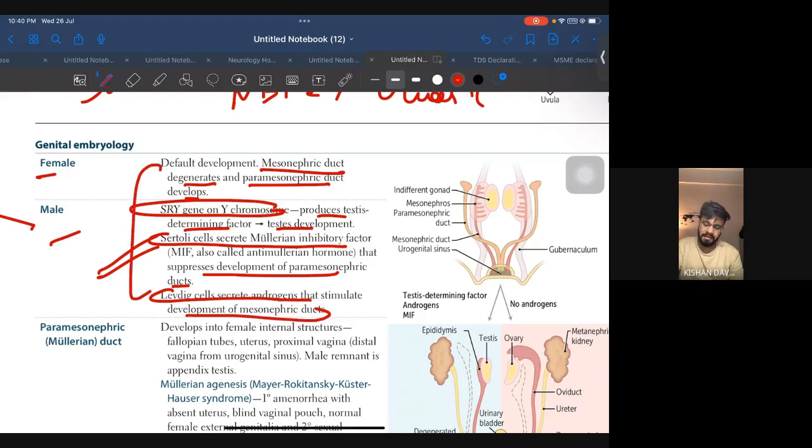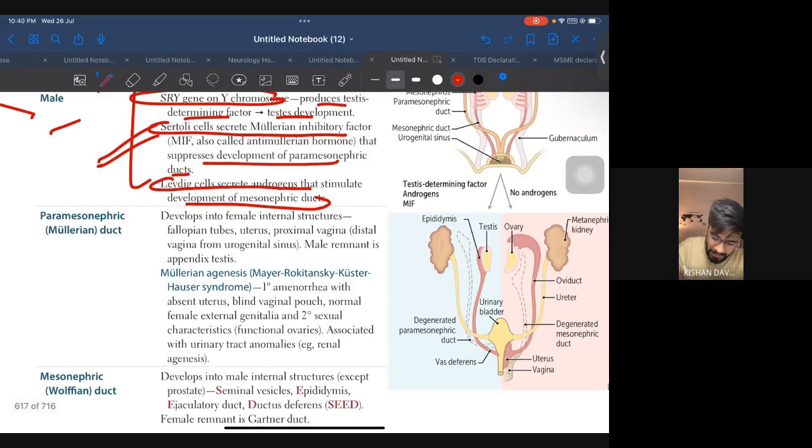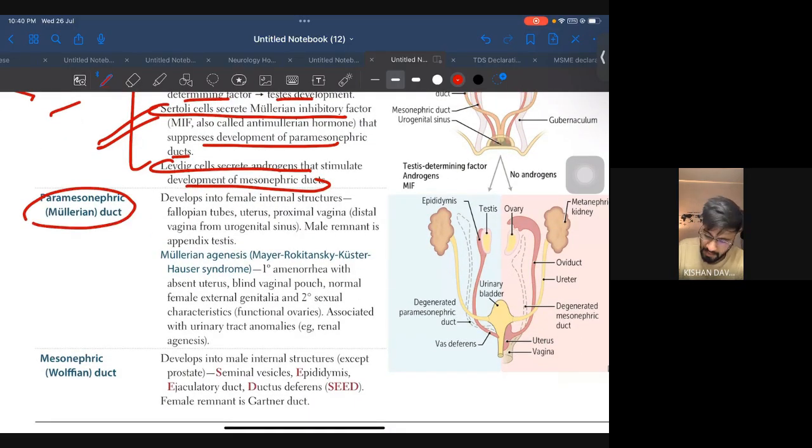Each and every line is very important because they have asked everything in detail. Nothing to understand here, you just have to remember. इसमें कुछ भी समझाने लायक नहीं है. Coming to paramesonephric, that is Mullerian duct, develops into female internal structures. Okay, fallopian tube, uterus, proximal vagina, and if there is a Mullerian agenesis, there will be primary amenorrhea with absent uterus, blind vaginal pouch, normal female external genitalia, and secondary characteristics.